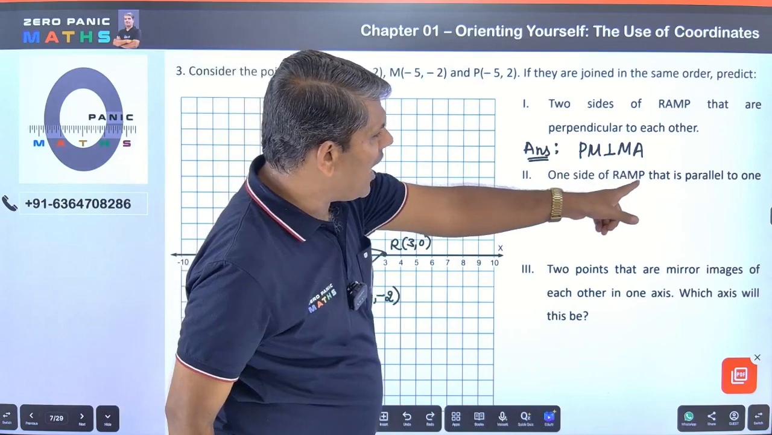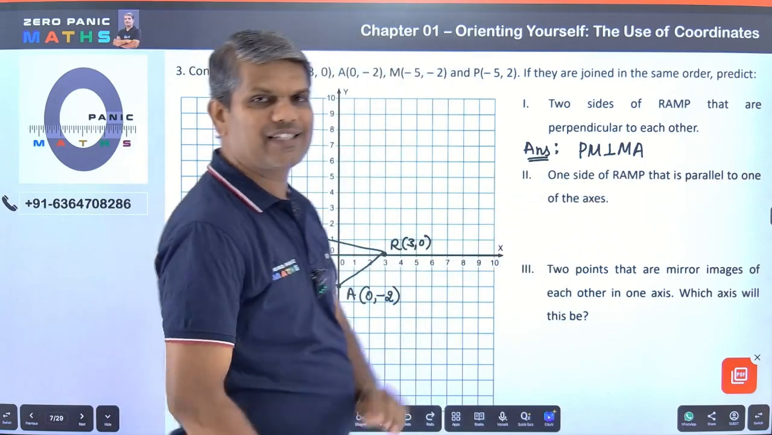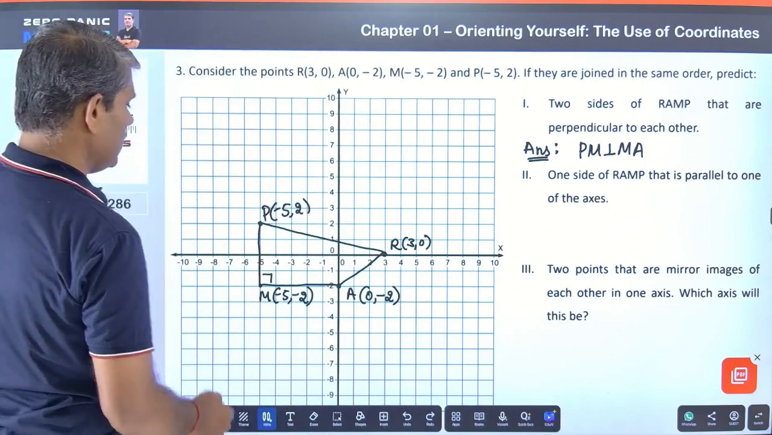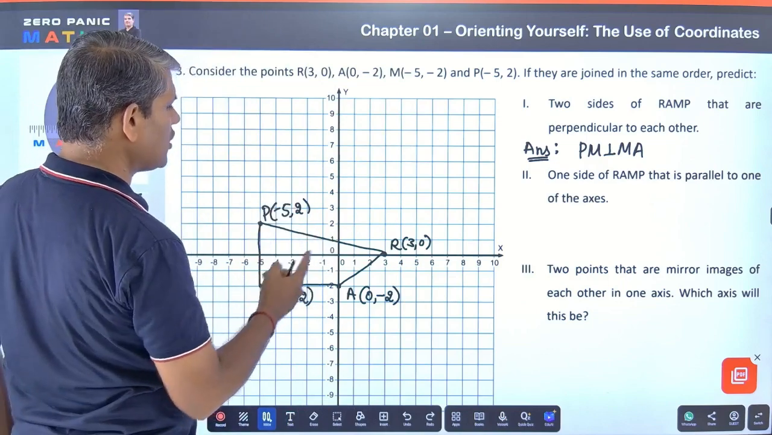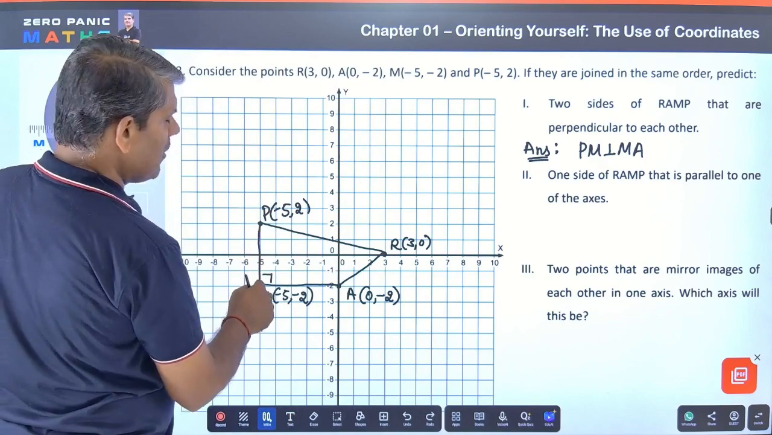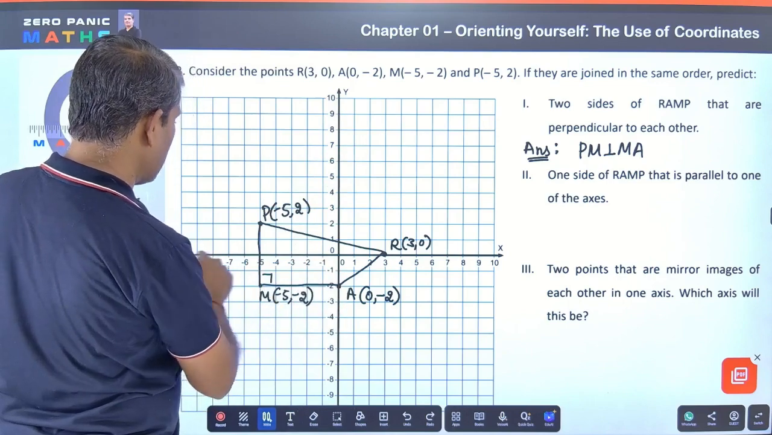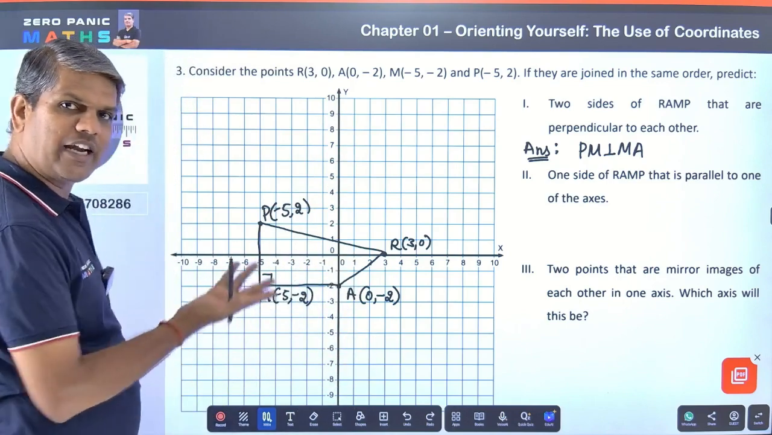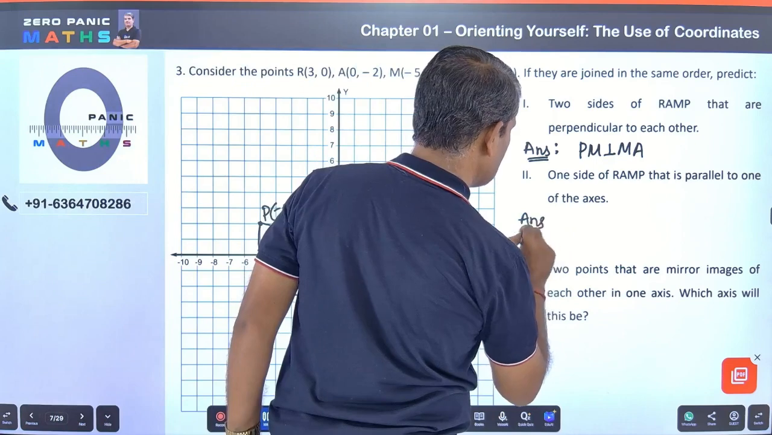One side of RAMP that is parallel to one of the axes. You can see that there are two such sides which are parallel to the axes. PM is parallel to the y-axis and MA is parallel to the x-axis. You can write those also. The answer for this will be, there will be two such sides.